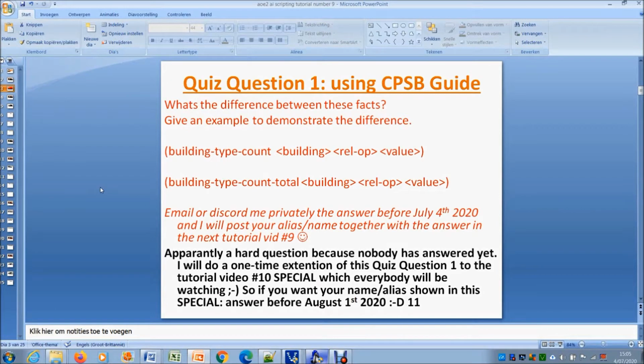If you recall, last video a question was asked: give an example to demonstrate the difference between these two facts. Email or Discord me before July the 4th. But apparently this is a hard question because nobody has answered yet. So I will do a one-time extension of this quiz question 1 and postpone it to tutorial video number 10, the special, which everybody will be watching. So if you want your name or A-list to be shown in this special, please answer this question before August the 1st.